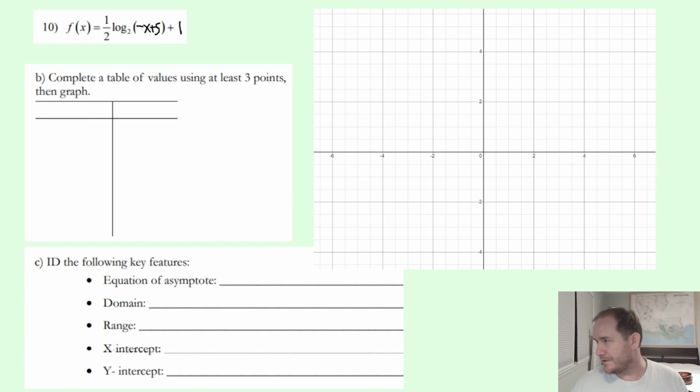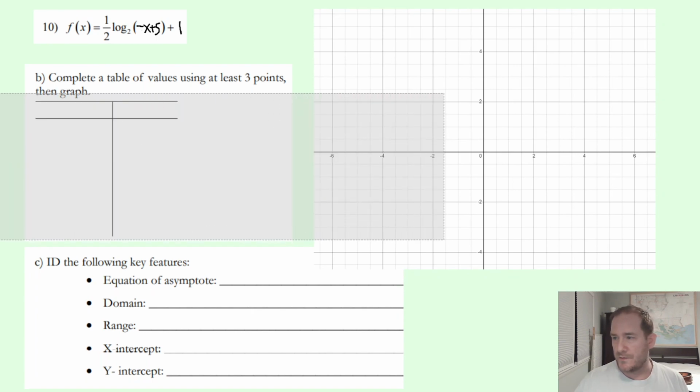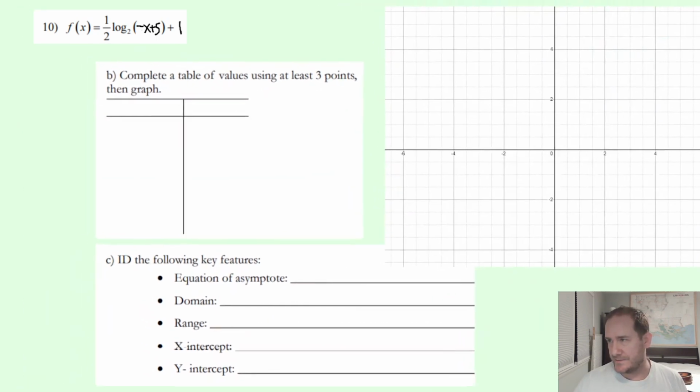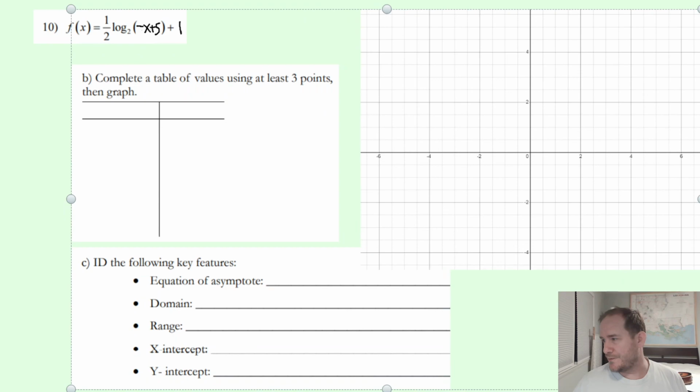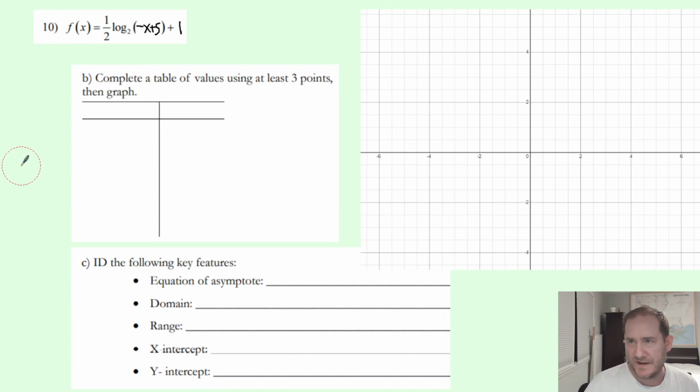Alright, y'all know the drill. We want to intelligently choose y values, which means we want to be evaluating at powers of 2. And specifically, we want to be evaluating at 2 to the -1, 2 to the 0, and 2 to the 1. So let's start with the whole numbers. 2 to the 1 is 2. So what's going to make this 2?